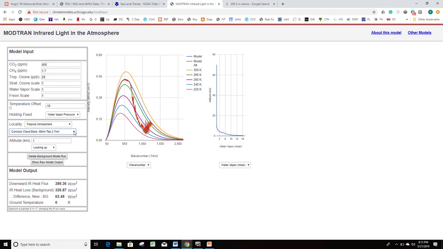So let's get rid of those clouds. See, now we're back to zeros. Now what you're saying is let's double CO2 from 400 to 800. Now watch this.